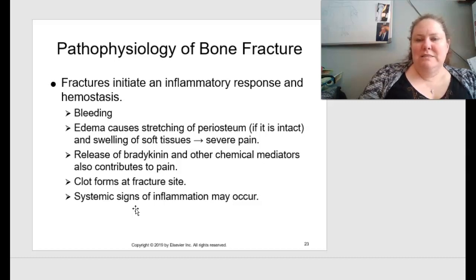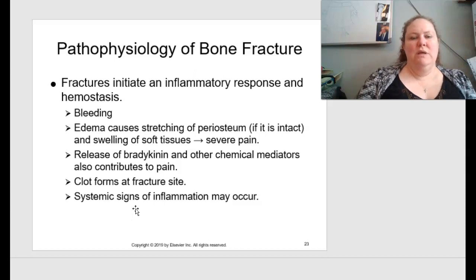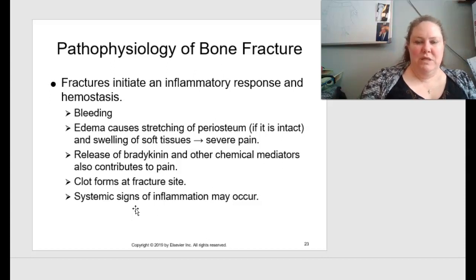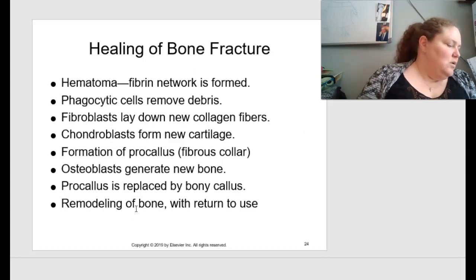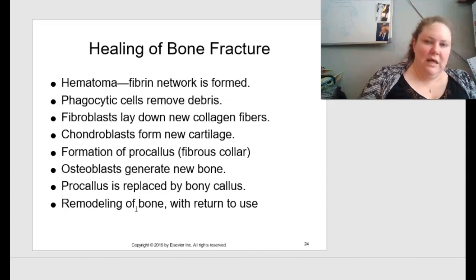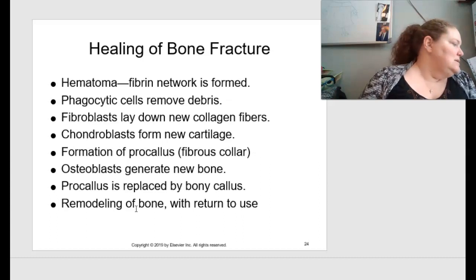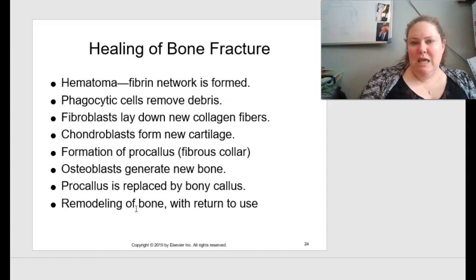This fracture can release bradykinin and other chemical mediators, and this can also contribute to the pain. And we also have a clot that can form at the fracture site. And if it progresses enough, we can have systemic signs of inflammation that can occur. So how do these heal then? Well, the healing process is outlined on page 168.